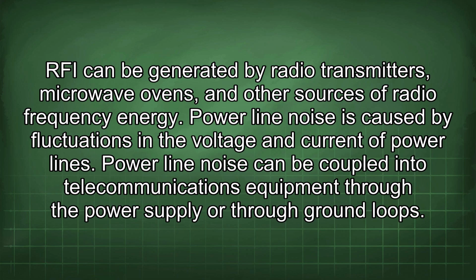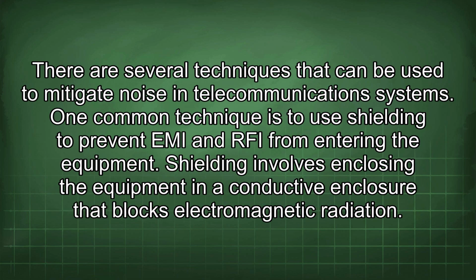Power line noise is caused by fluctuations in the voltage and current of power lines. Power line noise can be coupled into telecommunications equipment through the power supply or through ground loops. There are several techniques that can be used to mitigate noise in telecommunications systems.